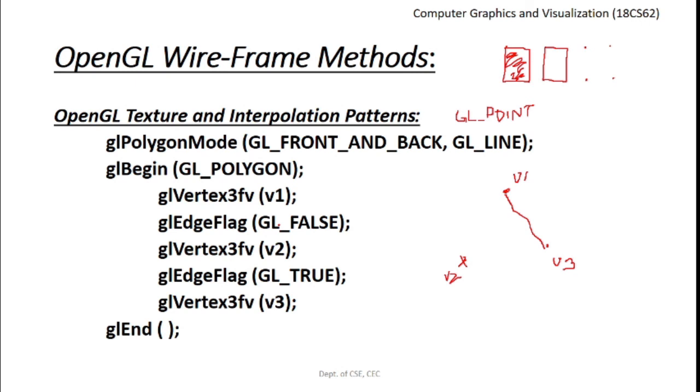So that is the GL polygon mode function, using which we can draw either only the boundaries of a polygon or the vertices as well. And we can also specify to which of the faces of the polygon we can do that. Whether you're going to apply it only for the front face, only for the back face, or both the front and the back face as well.